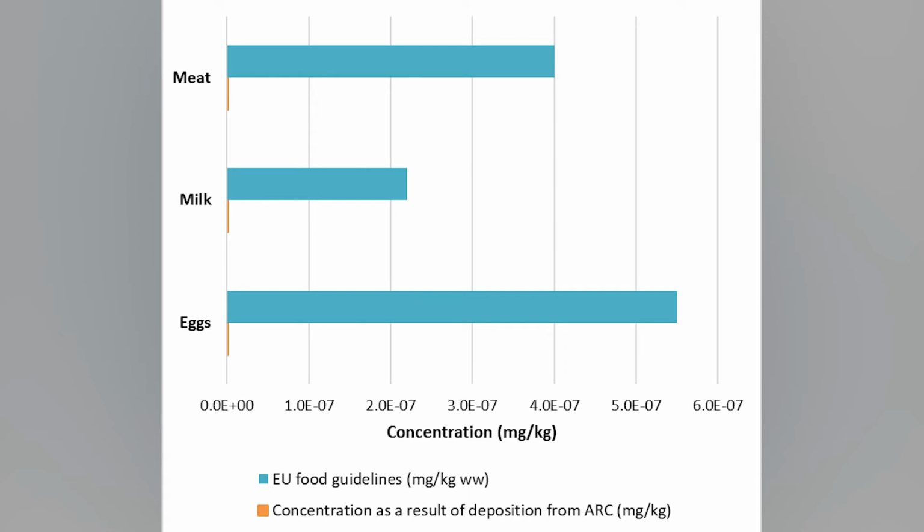Now, what we've predicted going into produce that is grown around the area from the ARC project are in the orange bars, which are really, really small, and they're a tiny fraction of those safe guidelines.